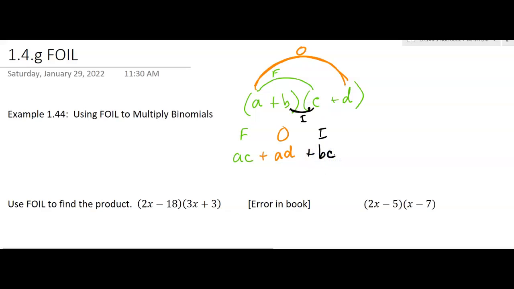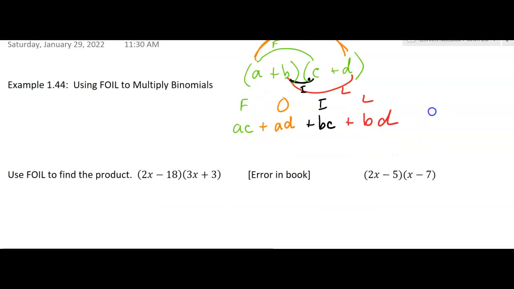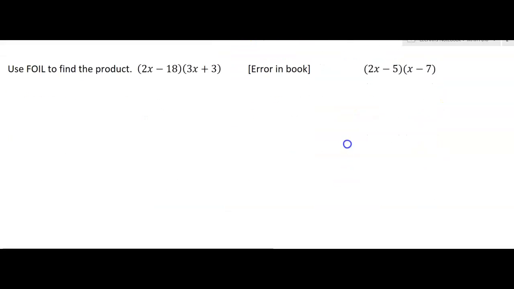And then finally, you probably have guessed, you take the last, which is the L in FOIL, and that's going to be, in this case, B times D. Okay, so that's the FOIL method of multiplying. You may have been taught the box method, or if you want to go back and just think about distributing, like we did in the last problem, it's going to get you the same answer. Okay, so we have a couple of examples here.